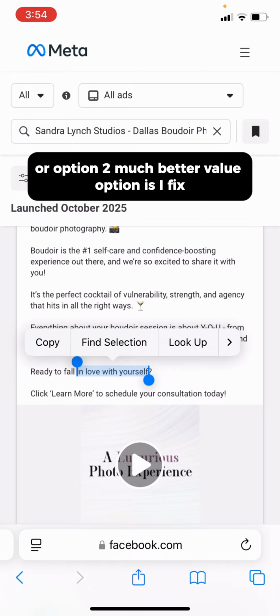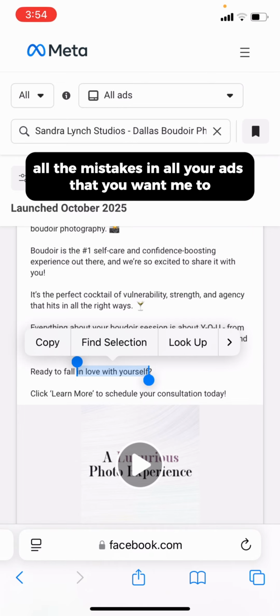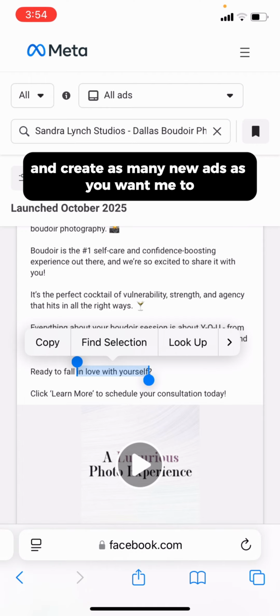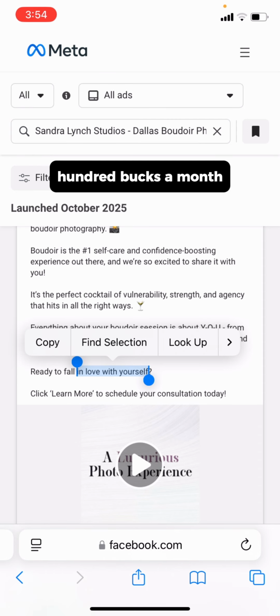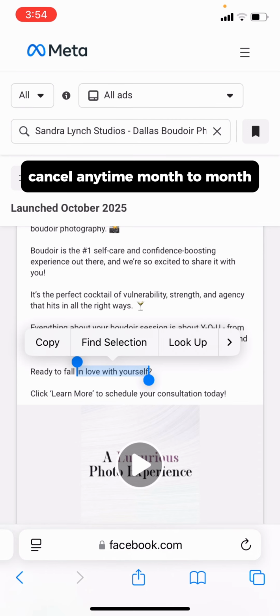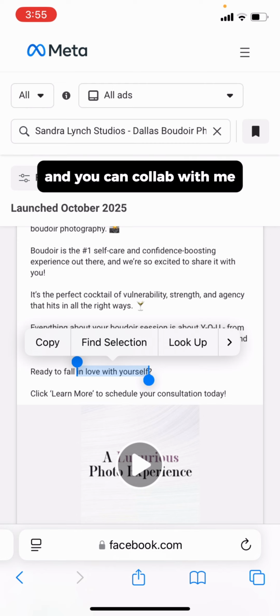Or option 2, the much better value option, is I fix all the mistakes in all your ads that you want me to, and create as many new ads as you want me to. $100 a month. Cancel anytime, month to month, flat fee. And you collab with me as much or as little as you want. So those are the 2 options.